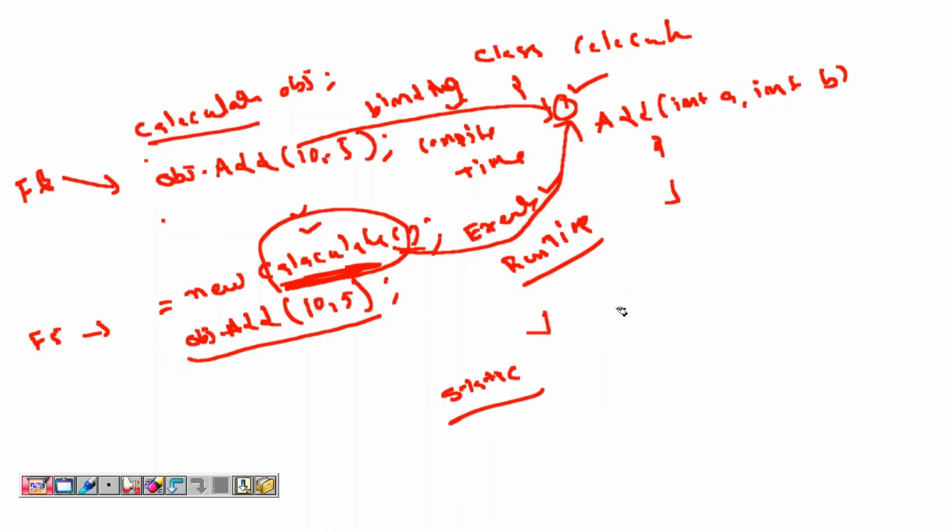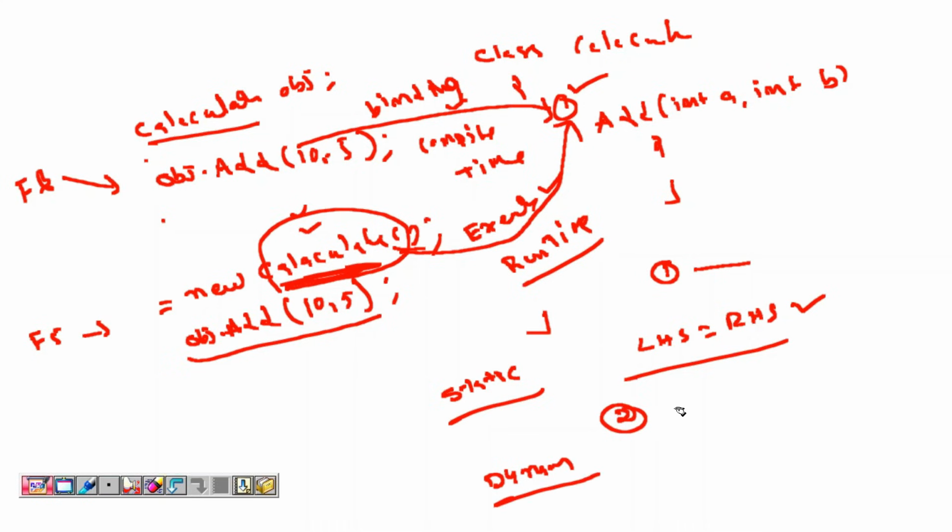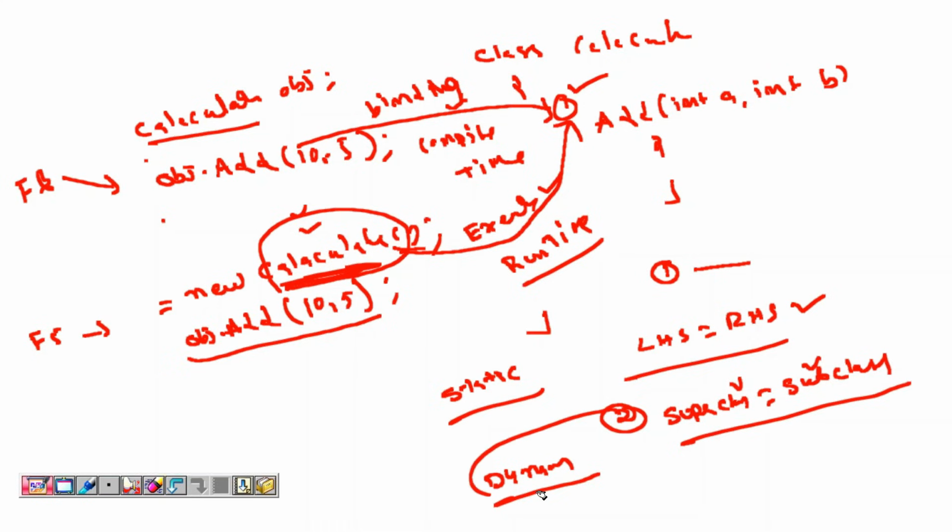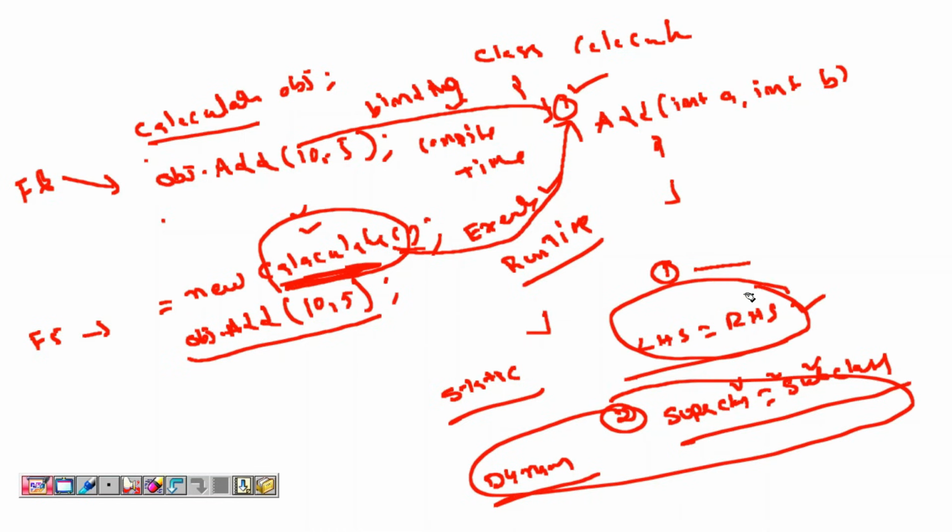In overloading, the reference variable type, that is LHS, and the RHS object type will be the same. But in the case of overriding, the next concept where we talk about dynamic polymorphism, the reference variable will be of the superclass and the object type will be the subclass. That is the reason it is dynamic polymorphism. That is the next concept. Here the reference variable type and object type are both the same. That's why it is called static polymorphism.